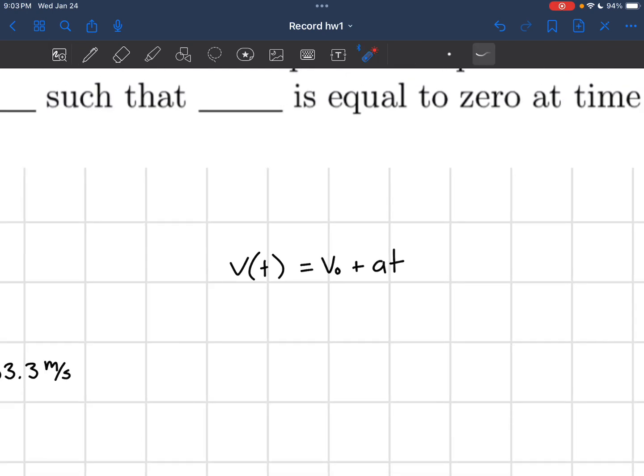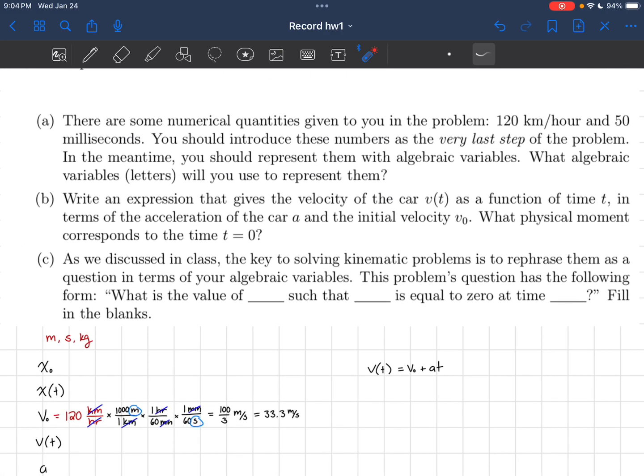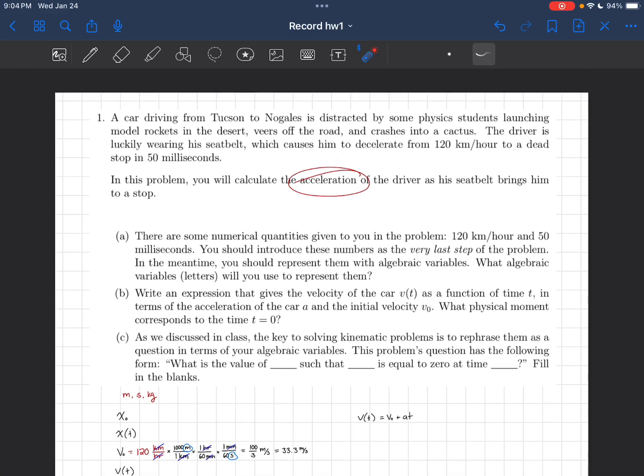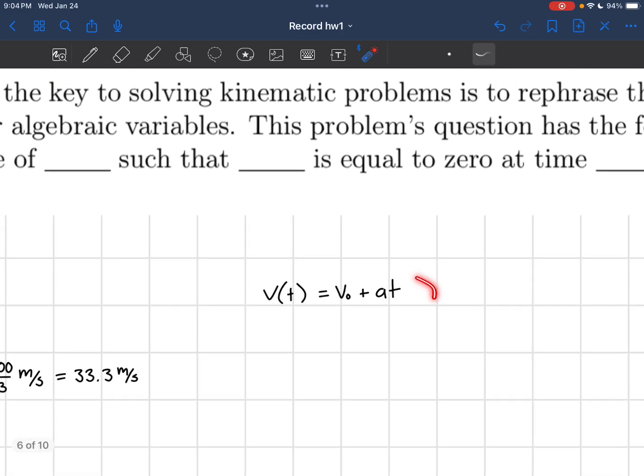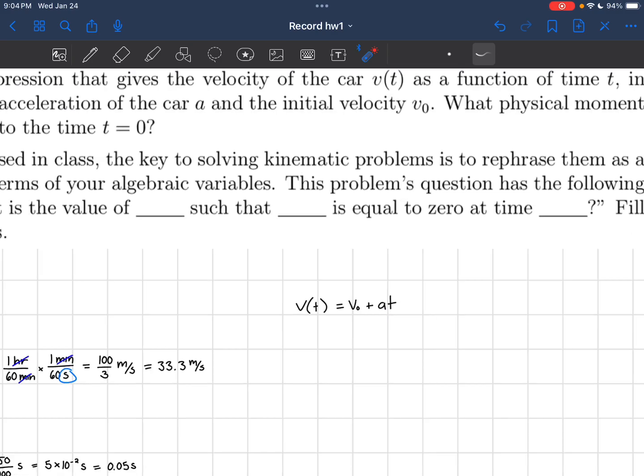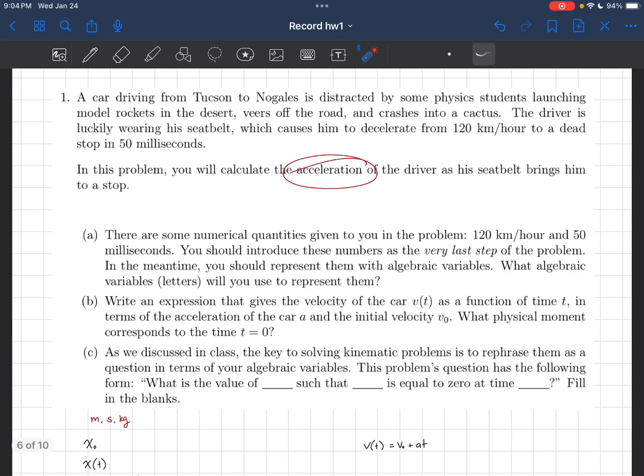And now we have to think about the physical moment that corresponds to time t equals 0. When it's asking about the physical moment, that's thinking in the context of the problem, how do I know that the problem is starting? We've talked about that we can only use these kinematics equations when I have a constant acceleration. If I'm thinking about what the car is doing, the car is driving down the road first. Then it veers off the road, crashes, and decelerates.